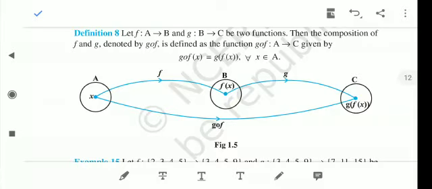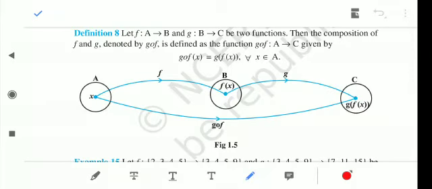Then composition of f and g is denoted as gof, defined from A to C, such that gof(x) equals g of f(x) for all x belonging to A. Here you can see two functions, one is f from A to B and another function is g from B to C. Then the composition of functions is denoted by gof, defined from A to C. And what is the rule of defining it? gof(x) equals g of f(x), where x belongs to domain A. You can see in detail.